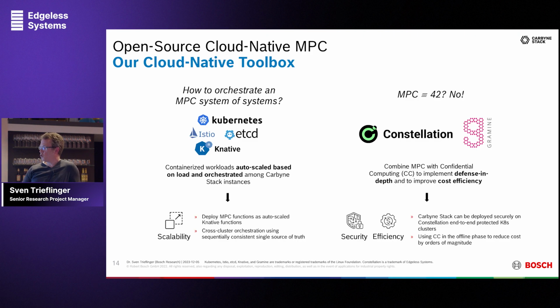What we do in Carbyne Stack is all based on Kubernetes. We use Knative as the function-as-a-service framework, which is, again, using Istio for doing all the network stuff. We have a distributed system, as I said, so we have to coordinate among the different clusters during computation. That means we have a single source of truth, which is implemented using etcd, not only inside the clusters, but also across the clusters. This gives us all the scalability properties that you get from using Kubernetes and these other technologies.